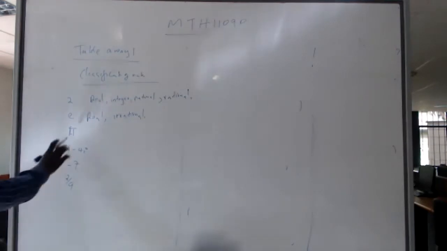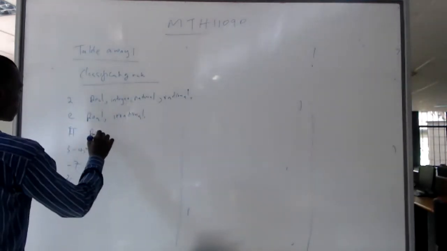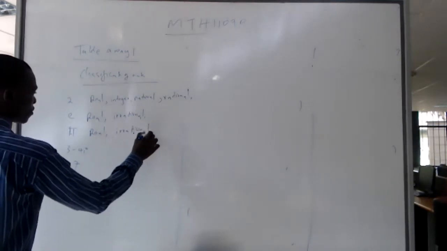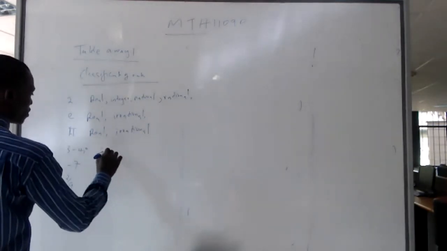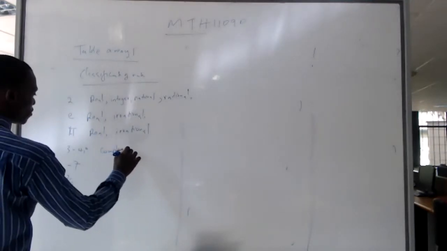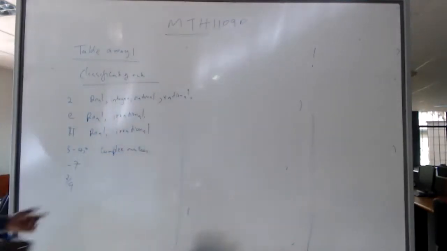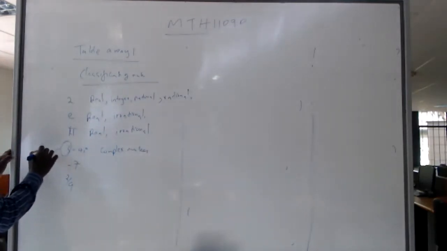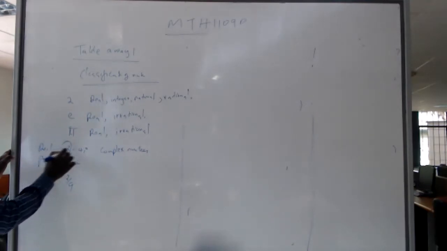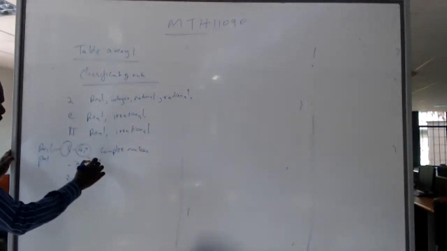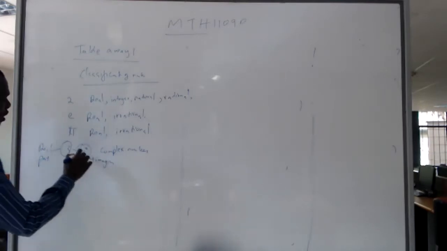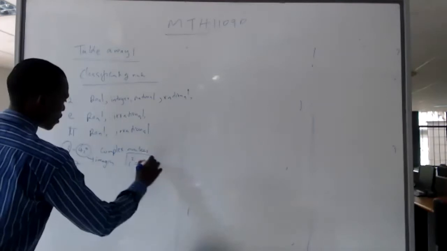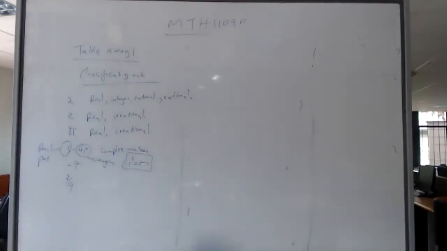The same for pi. Pi is real, and at the same time irrational. This one, 3 minus 4i, is a complex number. Remember, complex numbers, as you shall see later, have 2 parts. This is called the real part. This is called the imaginary part, where i squared is simply -1. We will look at complex numbers very soon.